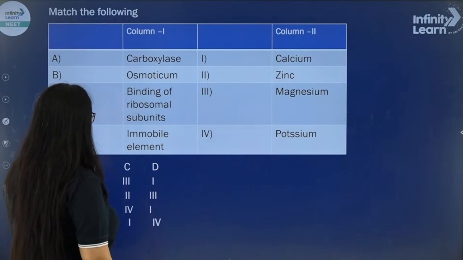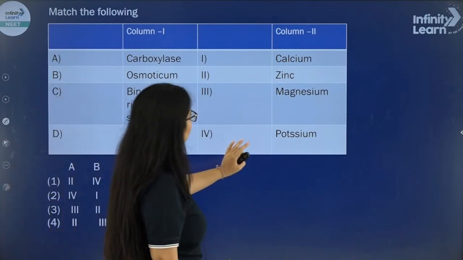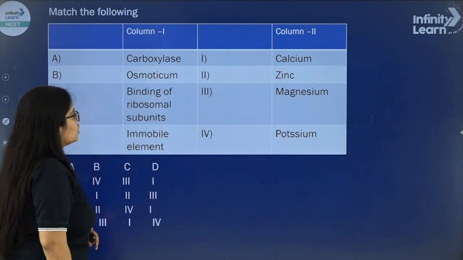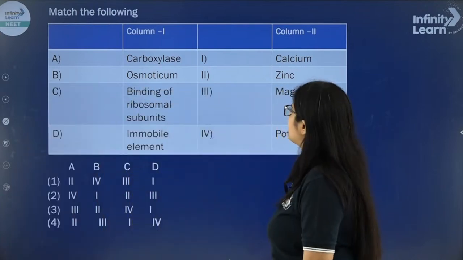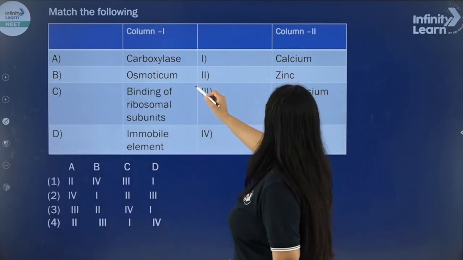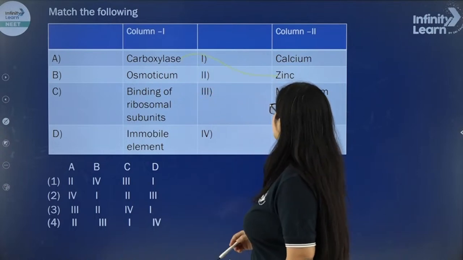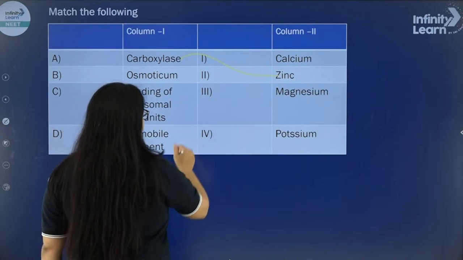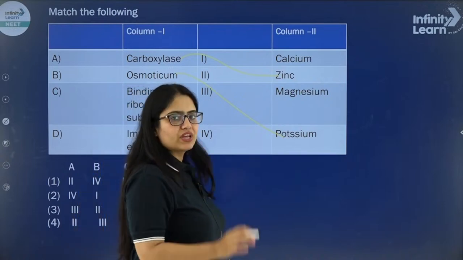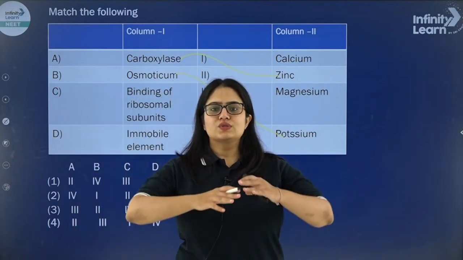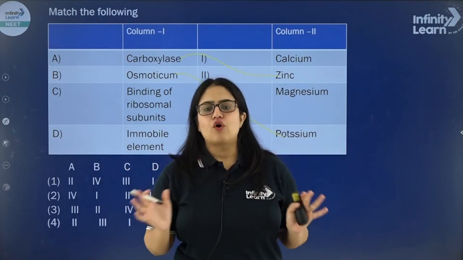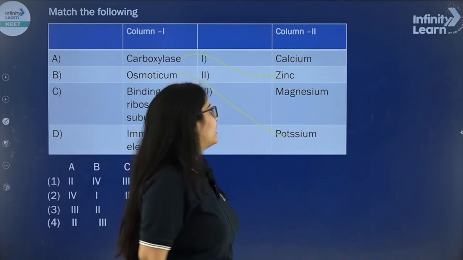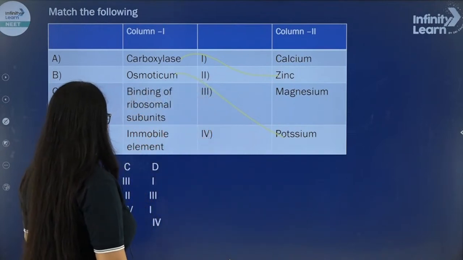Match the following. Here, in column 2 there are elements and in column 1 there are properties. Carboxylase is an enzyme which will have zinc as the catalyst. Osmoticum: it is actually potassium that will help in osmosis. If you remember, in stomata there are guard cells. Opening and closing of stomata, incoming and withdrawal of water, is controlled by the exchange of K plus and H plus ions. So potassium helps in osmosis.